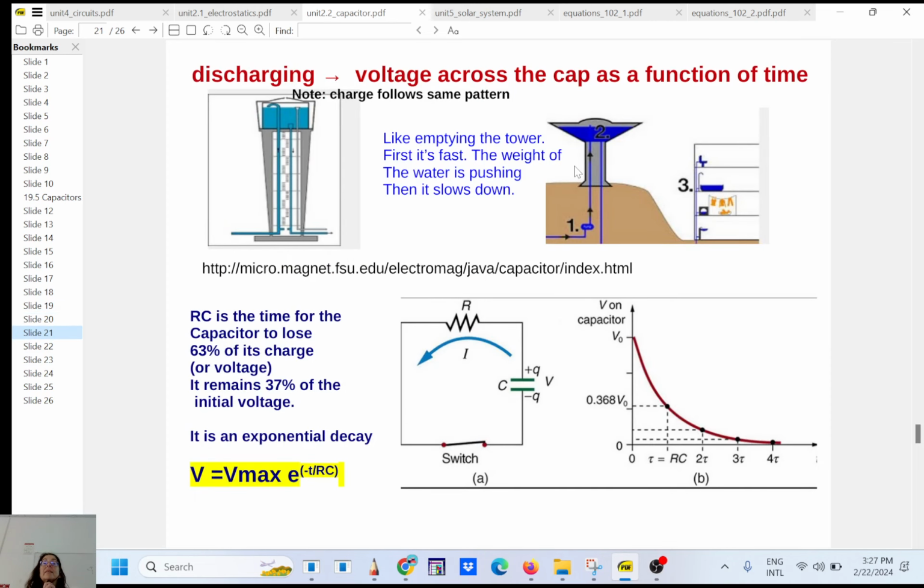What about the opposite? Now you want to discharge your capacitor. Are you with me? Let's do a little bit of critical thinking. You have a reservoir, it's full of water. You open the circuit here, so the water is going to flow. At the beginning, does it go fast or slow? You have all this weight here. Is the weight helping? Yeah. So it's going to go fast. And then it takes forever to empty it because you don't have that much pressure pushing.